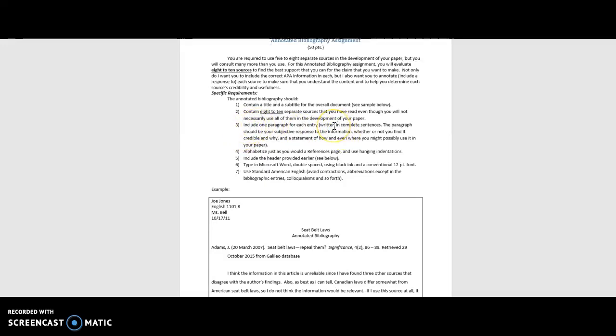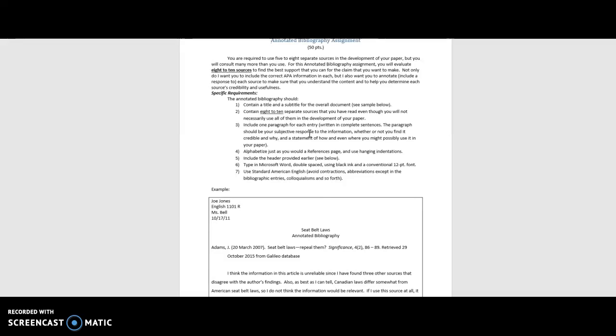You need to write those paragraphs in complete sentences. They should be your subjective response, so it's fine to use I, all right? Whether or not you think the source is credible. By the way, if you're using the GNTC databases, they are credible. Okay. If you're using a Google search, that's when you have to explain to me why you think this source works. What extra work did you do to find out if this source will work for you?